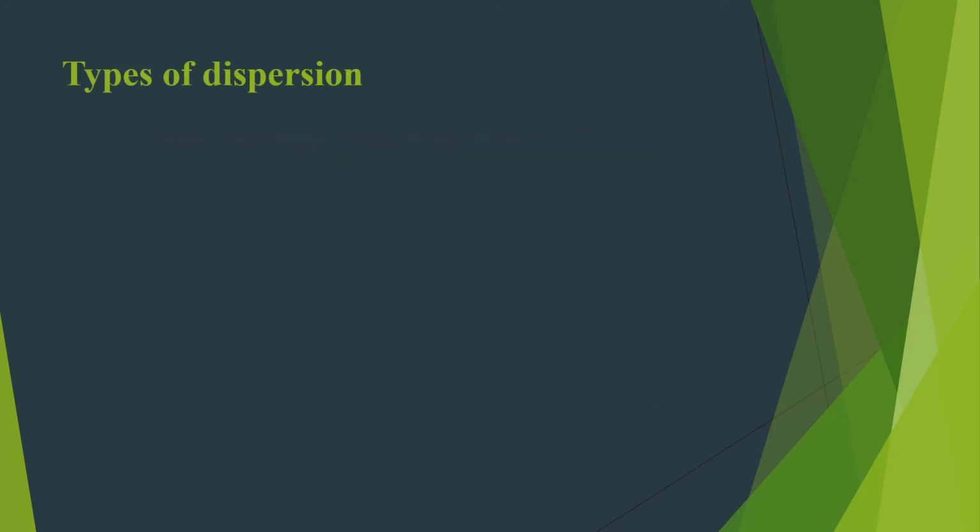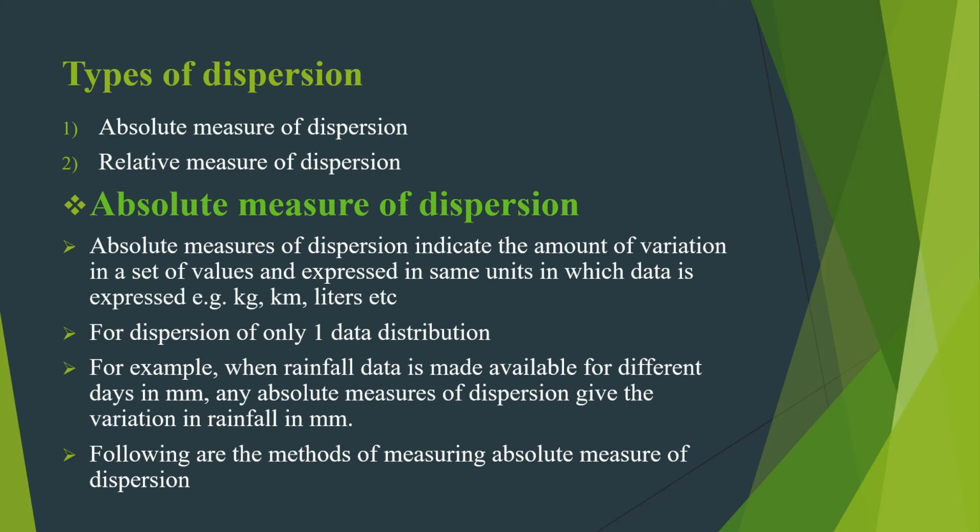Types of dispersion. There are two types of dispersion: absolute measure of dispersion and relative measure of dispersion. Absolute measure of dispersion indicates the amount of variation in a set of values and is expressed in the same units in which data is expressed, for example kilogram, kilometer, liters, etc., for dispersion of only one data distribution.